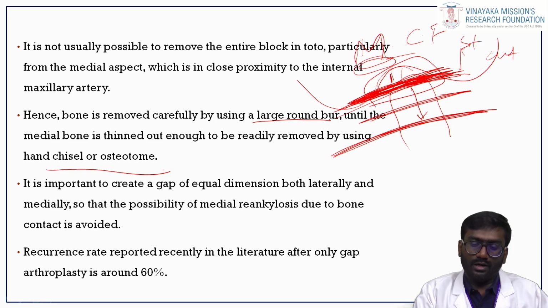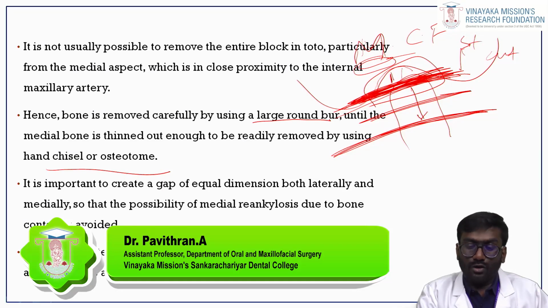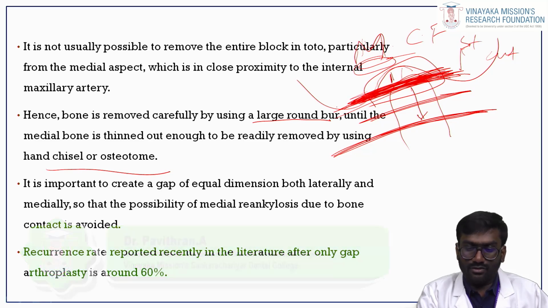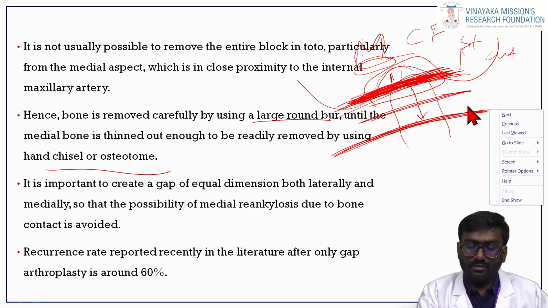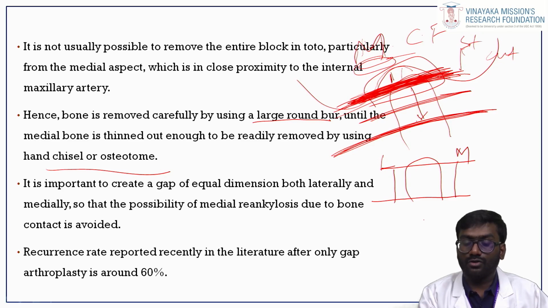It is very important to create an equal amount of gap. You are going to operate from the lateral surface, so you cut here, you cut here. After that, this cut has to go parallelly till the medial surface of the condyle. This is the lateral view, here this is the lateral and this is the medial. Your cut should go parallelly here, parallelly here. That means 1 to 1.5 centimeters should be resected laterally also, medially also.